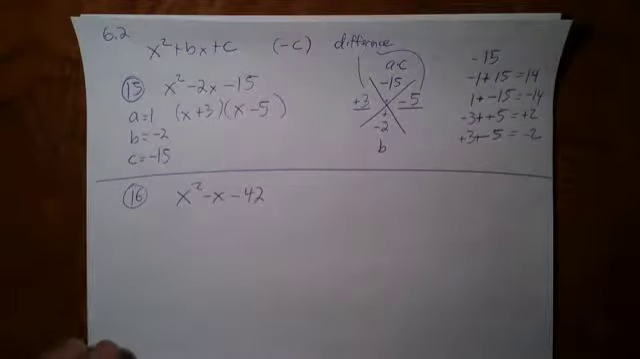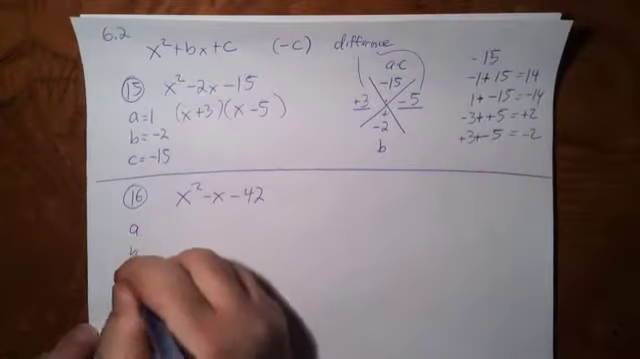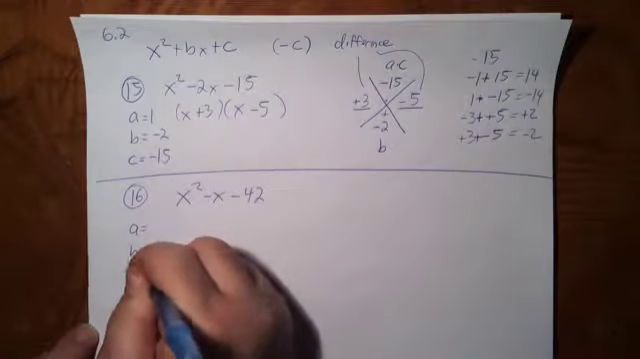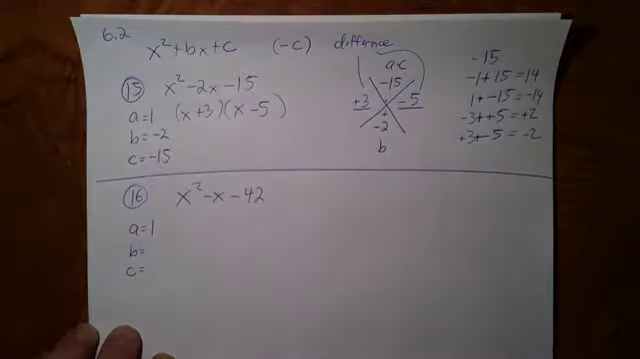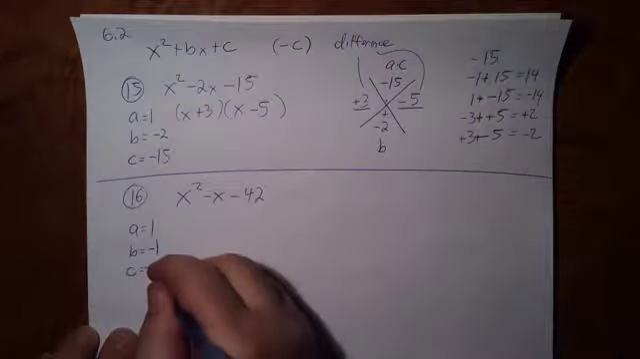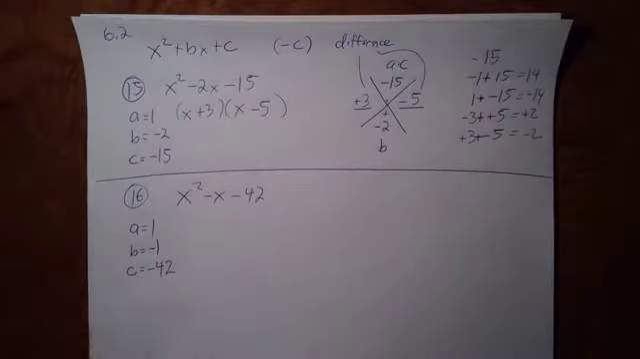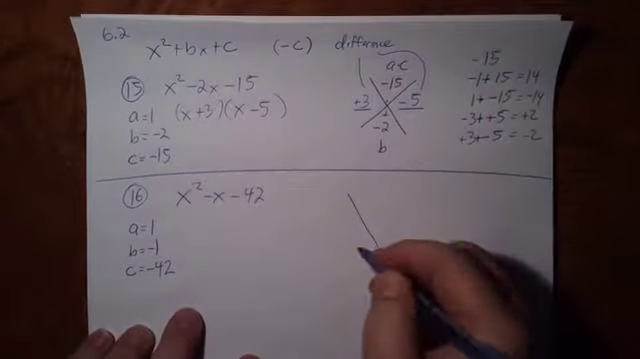And again, let's go ahead and identify the values of a, b, and c. A is equal to 1, b is equal to negative 1, c is equal to negative 42. So let's go ahead and make our x box here.